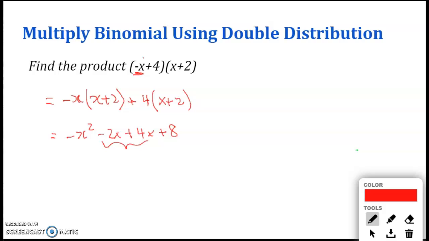Again, we have some like terms to combine. Negative 2x plus 4x is going to be plus 2x, plus 8. Okay, so negative x squared plus 2x plus 8 is your final answer. And as you get used to it, you are going to find this method to be much quicker to check your answers than the area model, where you have to draw your boxes and fill in all the numbers, then find your answer, and then come up with your final answer.